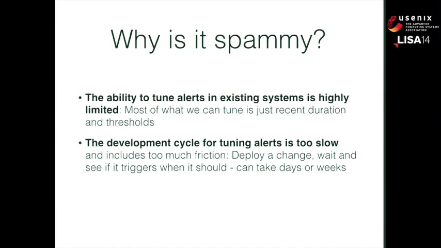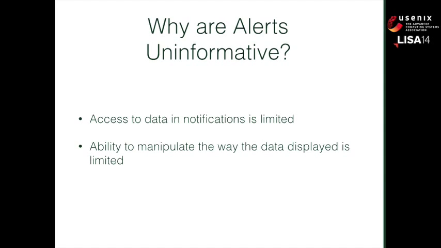Another big problem I'm going to talk about is that the development cycle for tuning alerts is just too slow. It includes too much friction. You deploy a change, you wait and see if it triggers when it should, and this is an iteration cycle that takes days or weeks. The iteration cycle for creating alerts, or fixing them, should really be a matter of minutes. As far as why alerts are uninformative, I think it's really two things. Access to the data when you are making your notifications is limited. You can't display all the things you want to, at least not easily. And the way to manipulate how it's displayed, the presentation layer, tables, graphs, et cetera, can also be limiting.